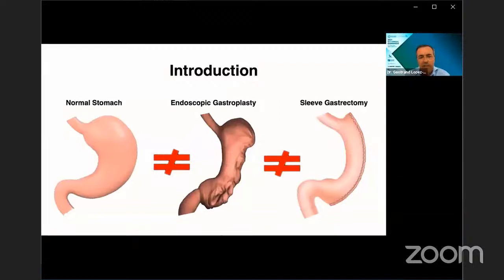On the other hand, we have endoscopic gastroplasty. There are different ways to do it, but all of them have in common that we make changes endoscopically per mouth in order to increase satiety, diminish appetite, create motility changes, and also try to create different hormone responses.